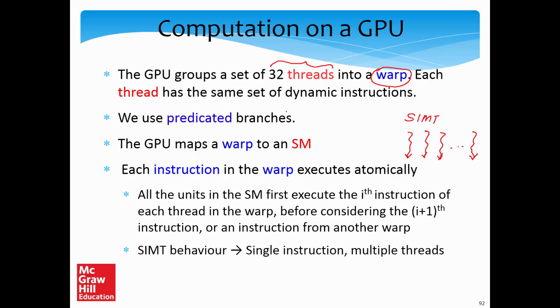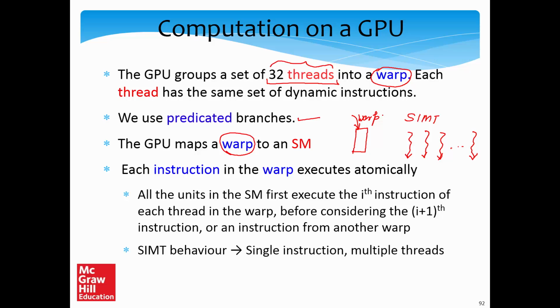Similar to vector processors, we have predicated branches. Essentially, we don't have any branches per thread, and it's never the case that different threads actually fall out of sync with each other. So for all of them, we just execute them instruction by instruction and finish off at least n instructions for each warp. So what the GPU does is that it maps a warp to an SM. The warp is a set of 32 threads, and one SM is essentially mapped a warp.